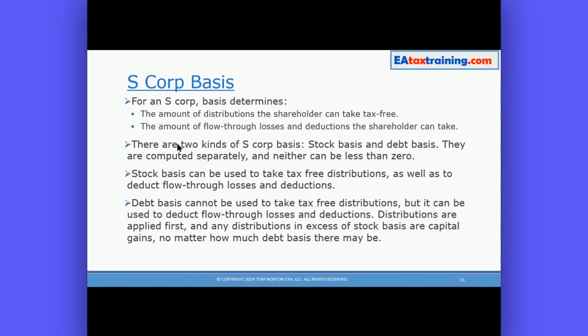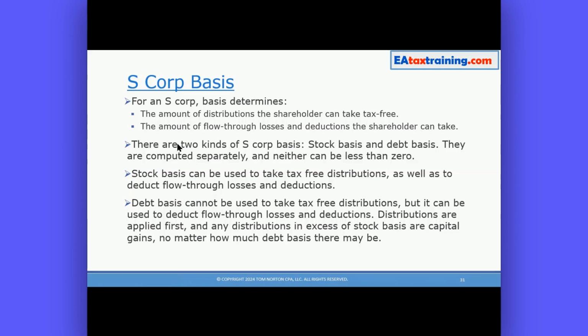With an S Corp, there are two kinds of basis. There is stock basis and debt basis. So when we talked about partnerships and we talked about basis, it was just the partner has a basis in the partnership, period. So that would be similar to what we are calling with an S Corp stock basis. For a partnership, that's all there is. It's not called stock basis, of course, because it's a partnership.